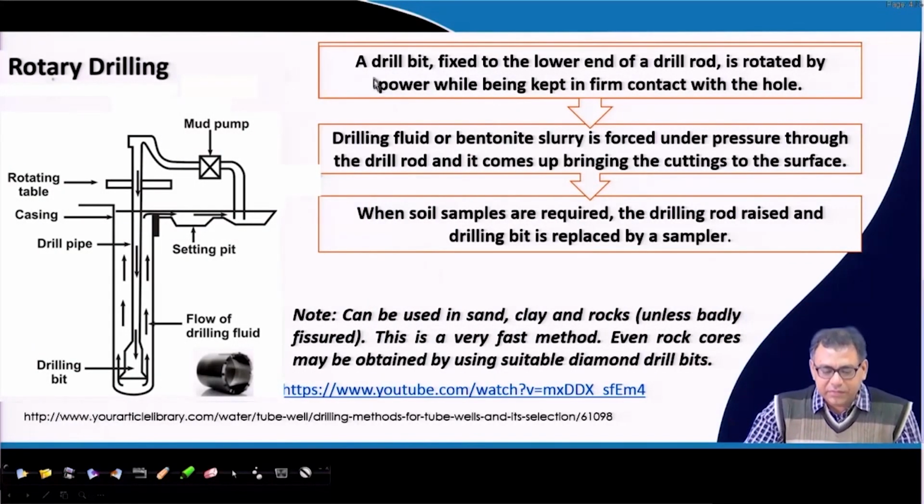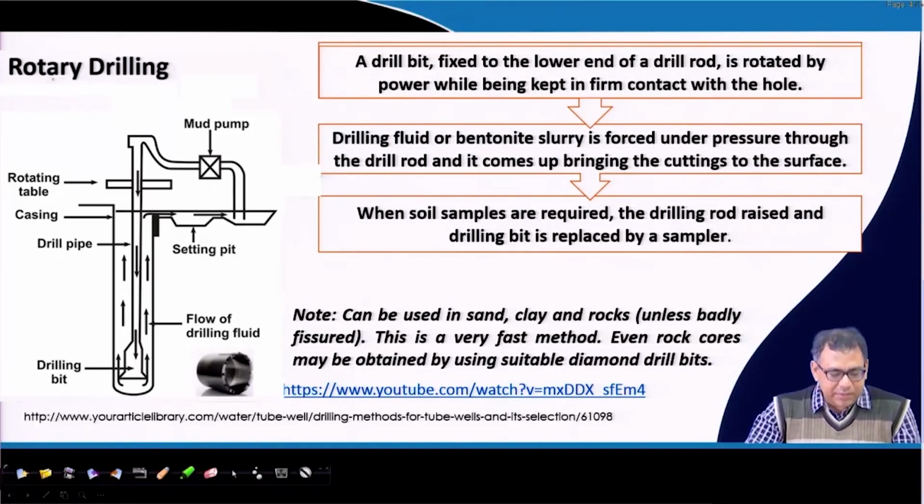Then the rotary drilling. This is the drill bit, which is fixed at the lower end of the drill rod. It is rotated by power while being kept in firm contact with the hole. That means the bit attached to this drill rod is kept in firm contact with the soil and rotated, and the bentonite slurry is forced under pressure through this drill rod and comes up, bringing the cuttings to the surface.